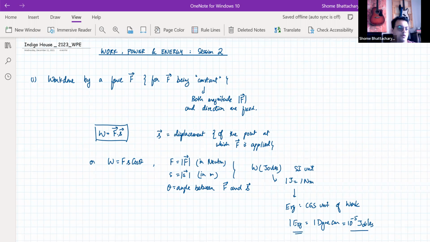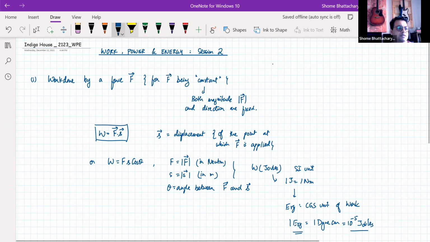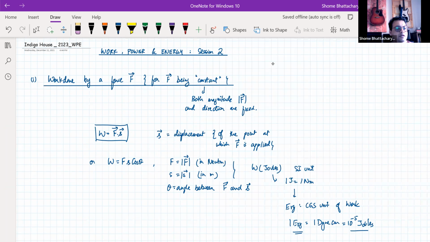However, we also saw a more general definition of work done, because a force need not always be constant. A force can be a variable force, either in terms of the magnitude of the force changing or the direction of the force changing. In that case, we define work done using an integration, what is called the path integration. That is the general definition of work done, and this one is a more specific definition, which can be understood by applying the special case of a constant force to the more general definition of work done by any force, including variable force.